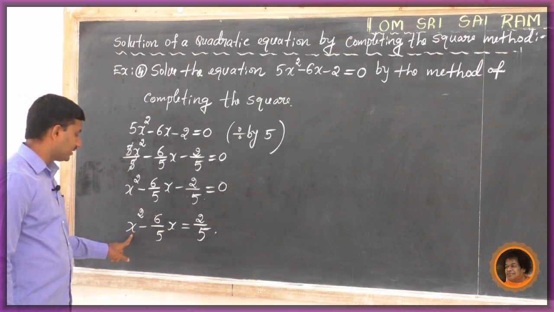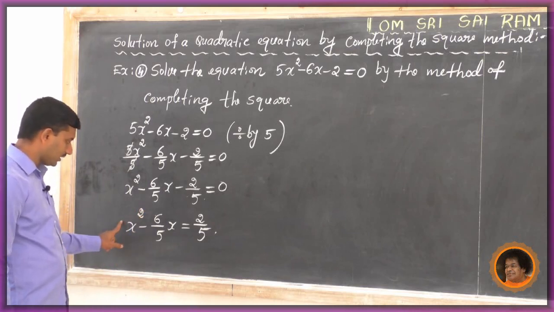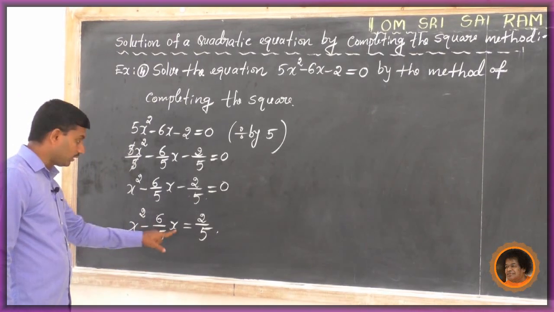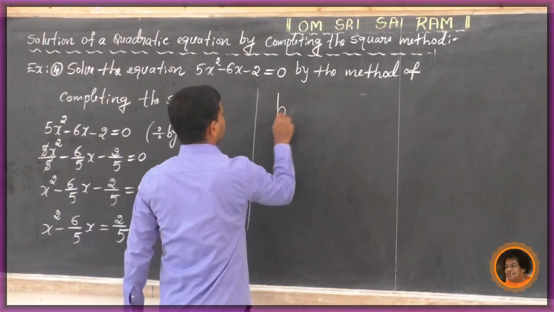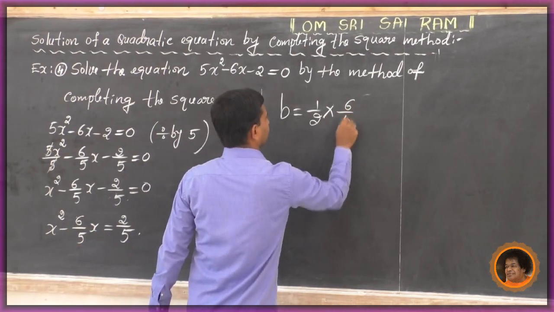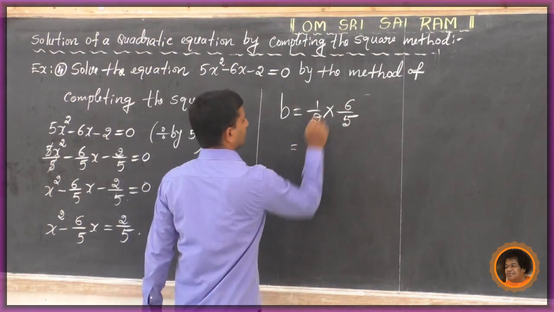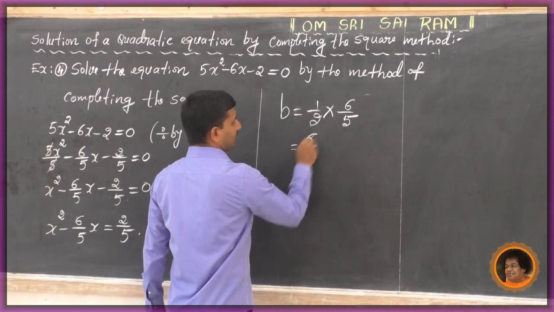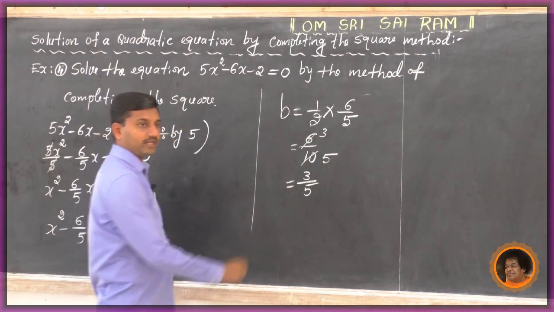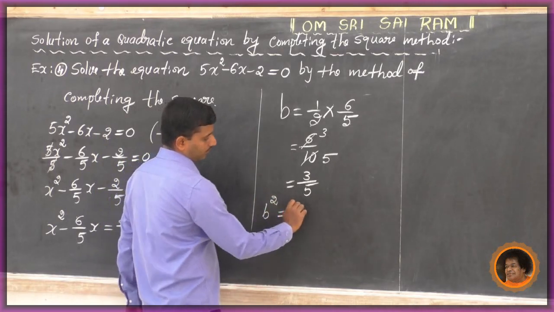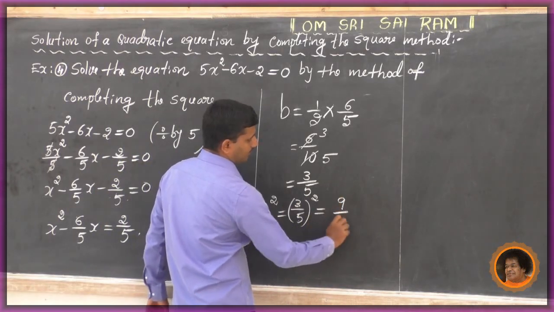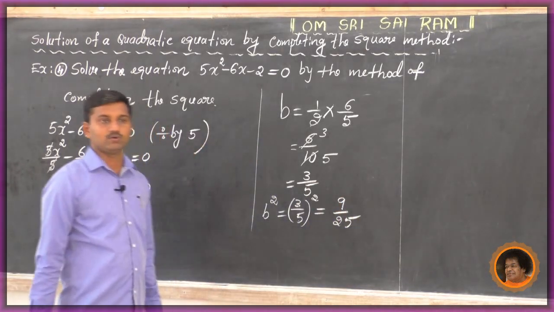Now look at the coefficient of x². Here the coefficient of x² is 1. Since the coefficient of x² is 1, take half the coefficient of x. So b equals half into 6/5. 6 into 1 is 6, 2 into 5 is 10, and 2 threes are 6, 2 fives are 10, so this is 3/5. Now square it: b² equals (3/5)², 3 squared is 9, 5 squared is 25. So b² equals 9/25.